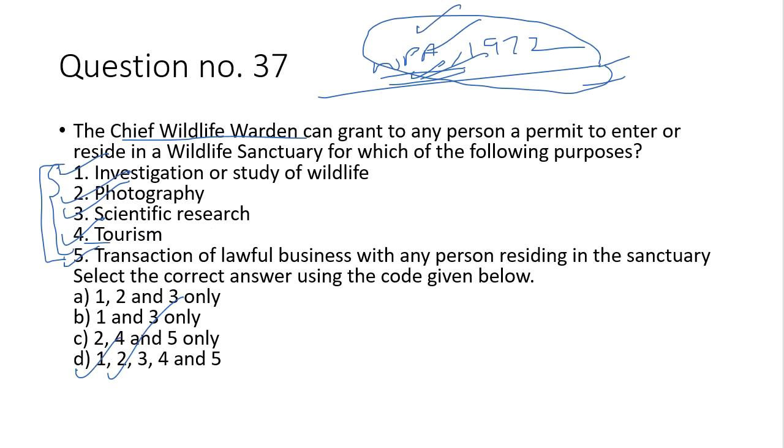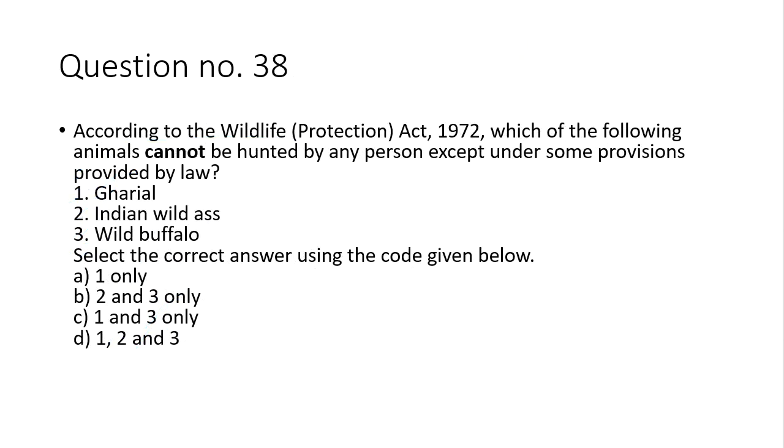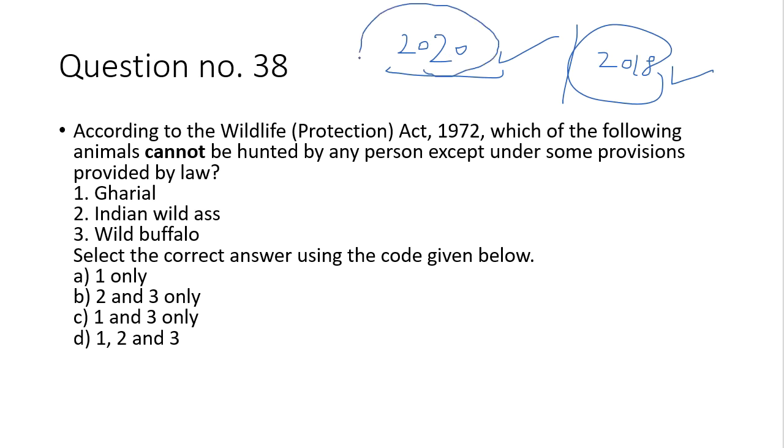The next question is question number 38, again on the Wildlife Protection Act. See, I told you that the Wildlife Protection Act is very important, and many times questions are asked. Even in 2020 the question was asked, and in 2019 and 2018 as well. So there is a very high probability that a question would be asked. Even this may be asked this year as well. According to the WPA, which of the following animals cannot be hunted by any person except under some provisions provided by the law?